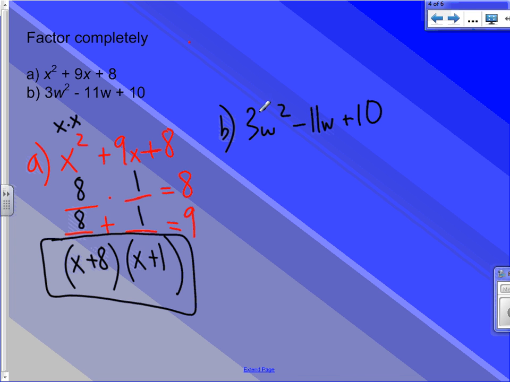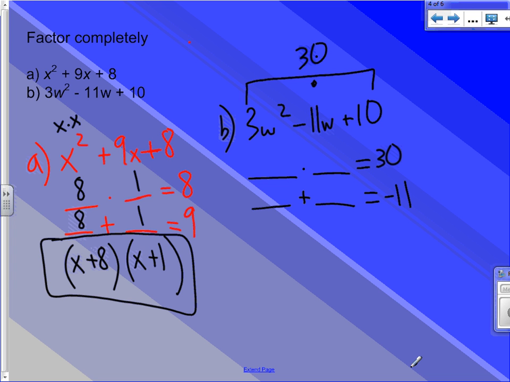This one is not naked, is it? Because there's a 3 standing right there in front of us, which means we have to multiply front end times back end first. 3 times 10 is 30. And I need to find two numbers that multiply to 30, but those same two numbers have to add to what's in the middle. And what's in the middle? Negative 11. What two numbers multiply to 30, but also add to negative 11?